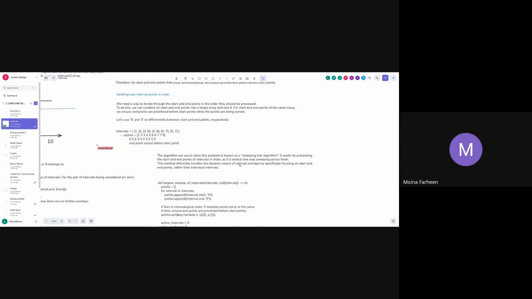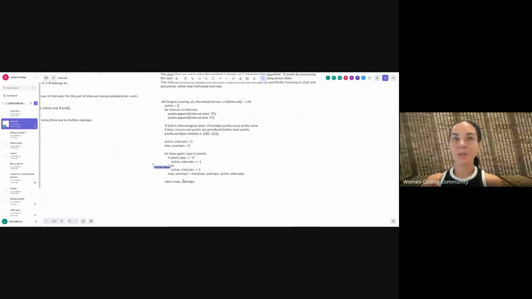I think I'm understanding what you're saying. You're saying that the other two approaches we used will work here. 100%. Yeah, but if we use this sweep line algorithm, basically you take all the endpoints and start points, sort them, and then every time you encounter a start point, you increment, and when you encounter an end point, you decrement. And so my question is, when we finish this, is active intervals the final answer? Yes, because we will track.